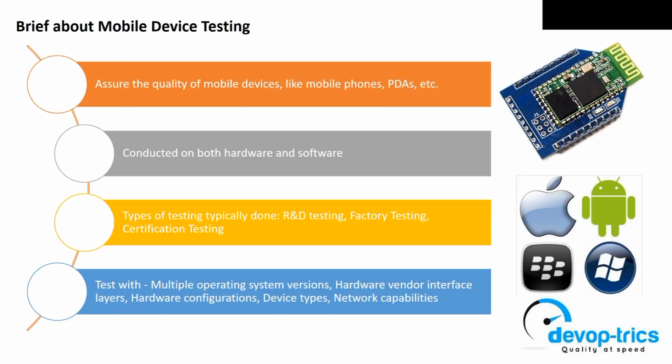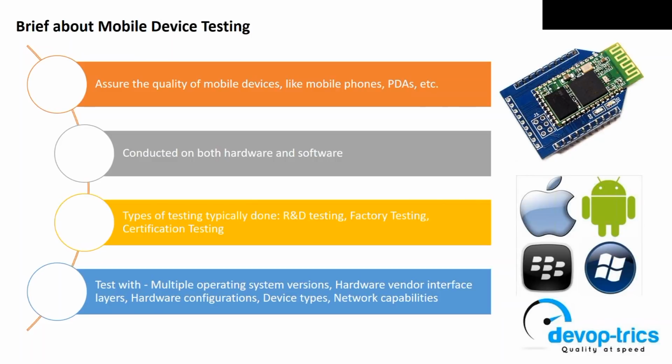So there are many companies which conduct some R&D on, like I said, on top of the operating system, there are multiple other features which are built in. So that goes into R&D testing. Factory testing is also there, which tests the way the phone will reach the users with the factory settings.